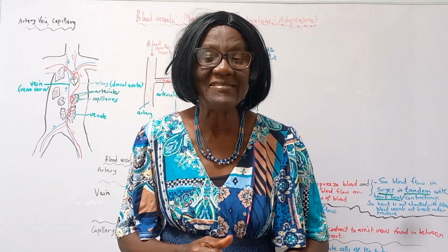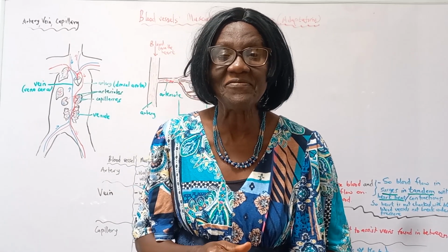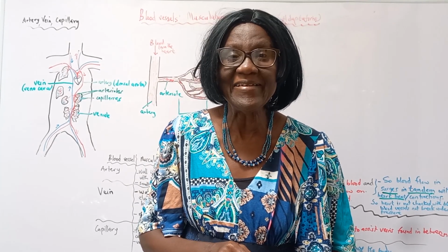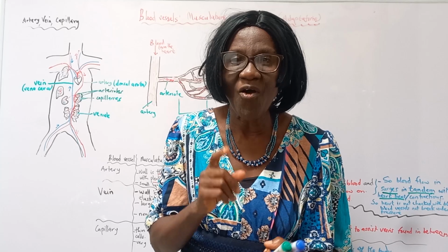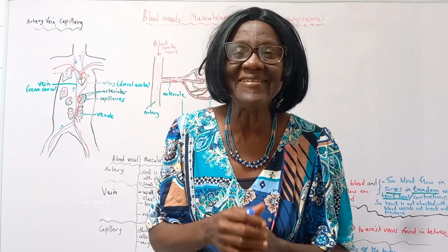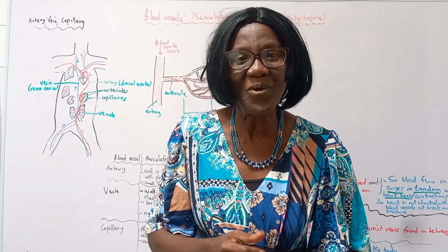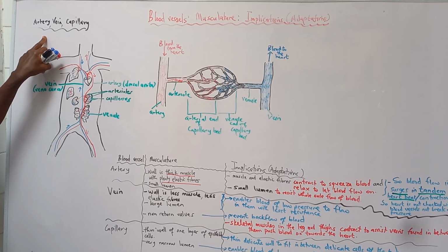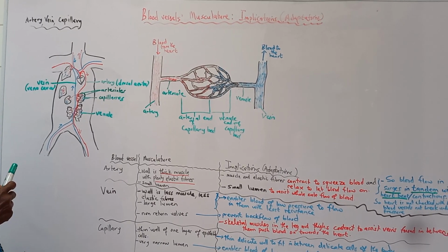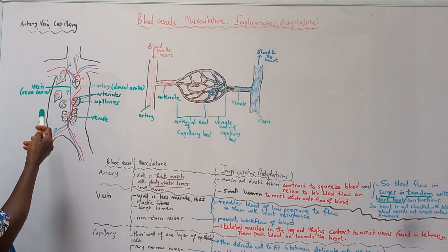Today we are discussing blood vessels, specifically their musculature and the implications of the type of musculature and design that the blood vessels have. We will look at the artery, vein, and capillary in this lesson. Well, you have a mammal like this.